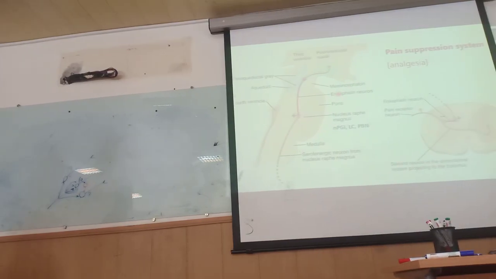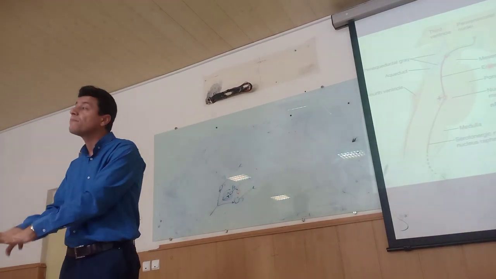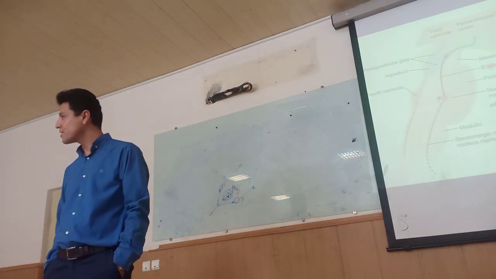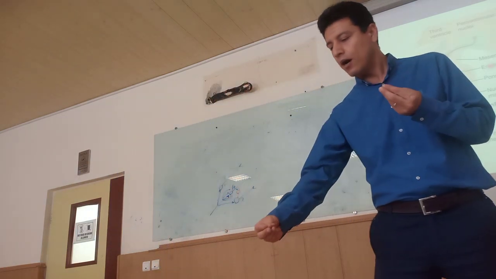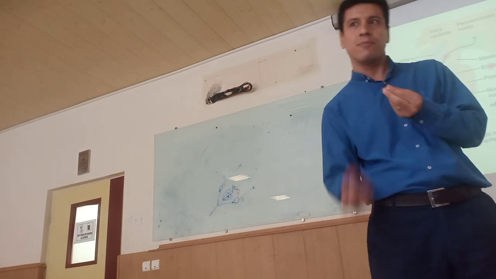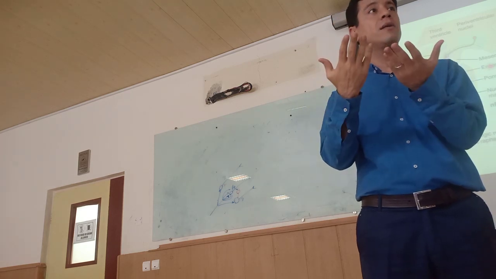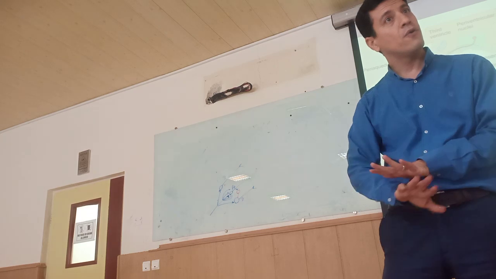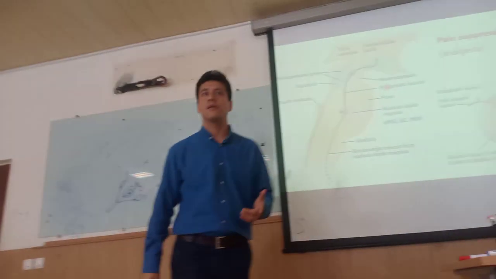Okay, now, we have also opposite pathways that suppress pain. And it's very interesting, I think. Okay, so we have bottom-up pathways for perception of the pain. We have top-down pathways for suppression of the pain. We call this an analgesia system.